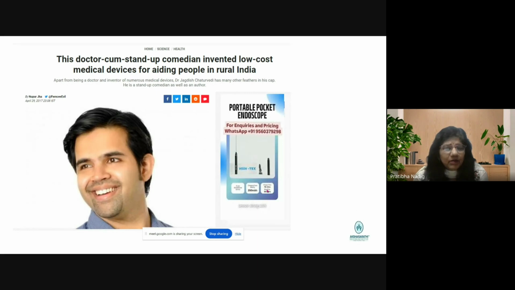Or you could become somebody like this person, a very, very dynamic, enterprising ENT surgeon who has 17 patents, and he has come out with a portable pocket endoscope. An ENT surgeon from St. John's, also a stand-up comedian. It's helping in a big way in rural India. His thinking was that the problem was the endoscope is not easily accessible to the rural population. So he has developed this.